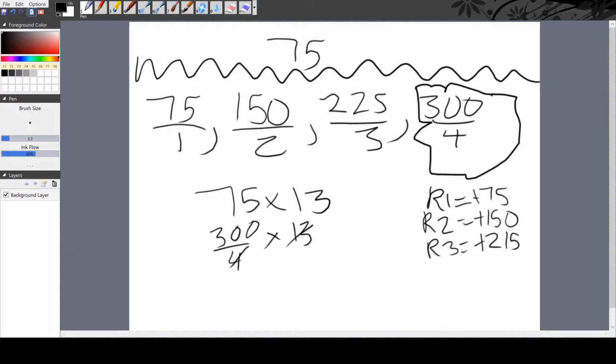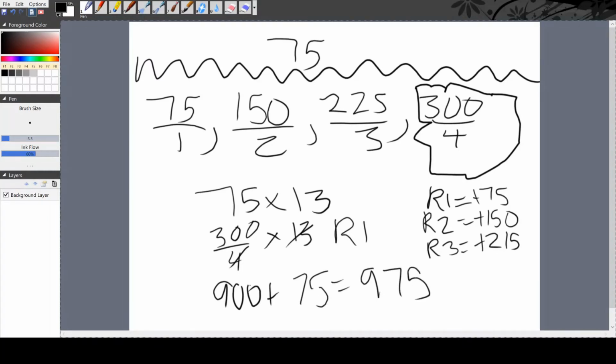Now, if we were to simplify this out, it would be 3 and the remainder of 1. So you don't write down anything actually. You do 3 times 300. So what's that? 3 times 300 is 900. And this one I'm going to write it out so that you can see. Now you do 900, and since there's a remainder of 1, you have to add 75. So 900 plus 75 is equal to 975.